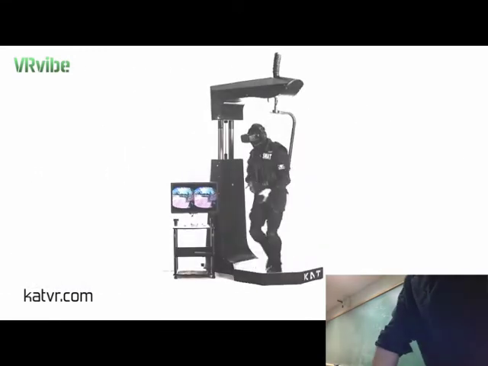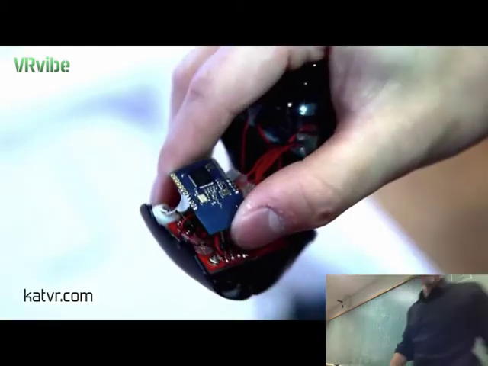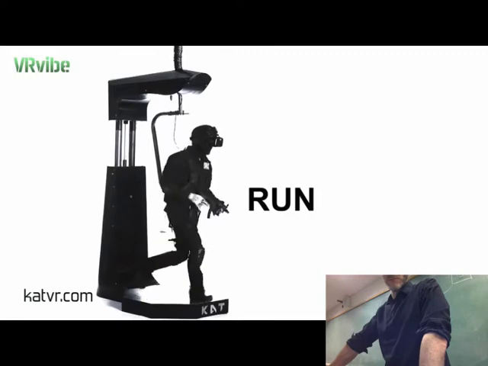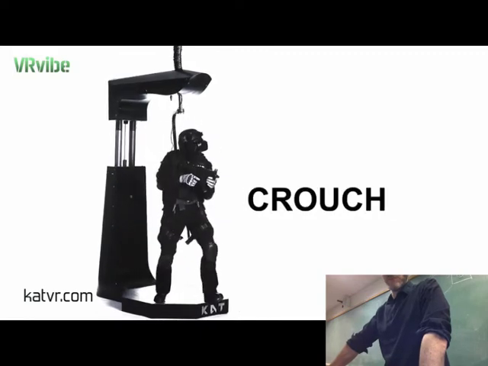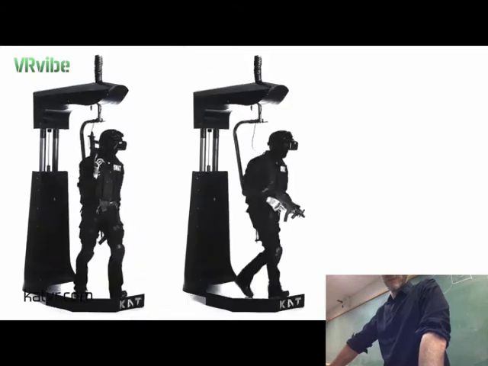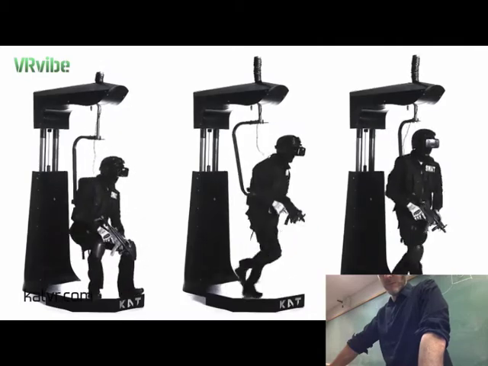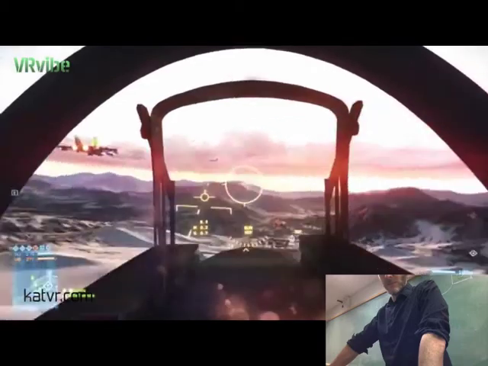The main problem Catwalk solves is to move within a small space in reality and achieve limitless and continuous movement in virtual reality. With its built-in and wearable sensors, you can literally walk, run, backwards, jump, crouch, and sit in the virtual world. Different games call for different movements. Catwalk allows you to switch actions anytime you want. You can even sit down to drive or fly when a game requires it.